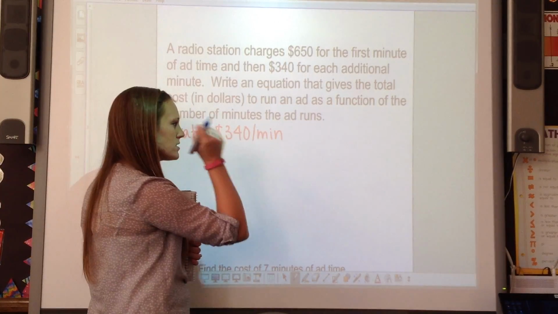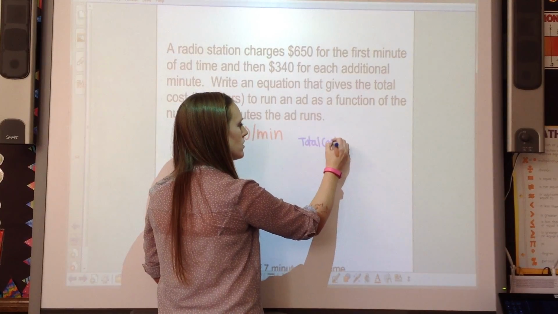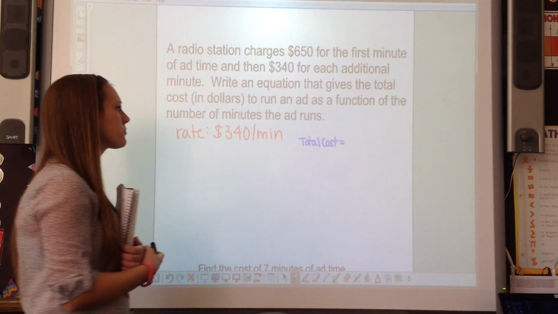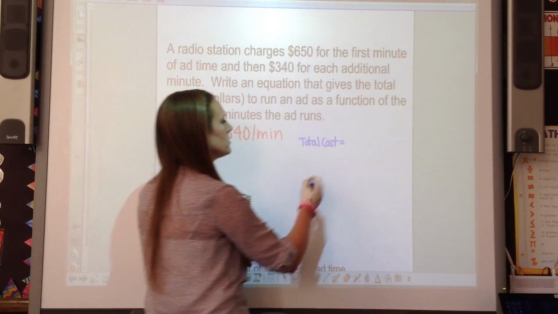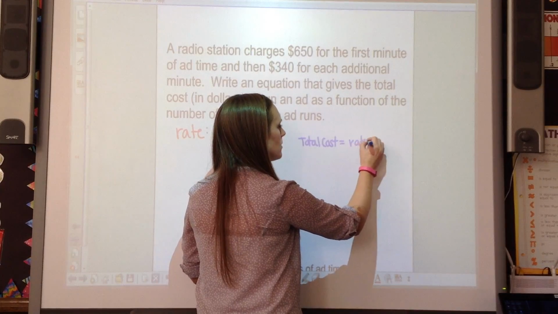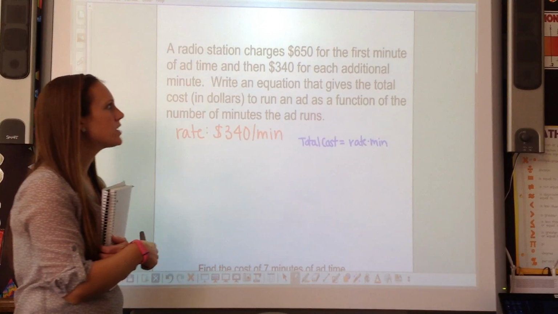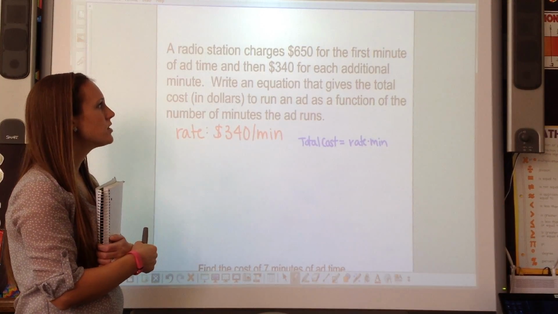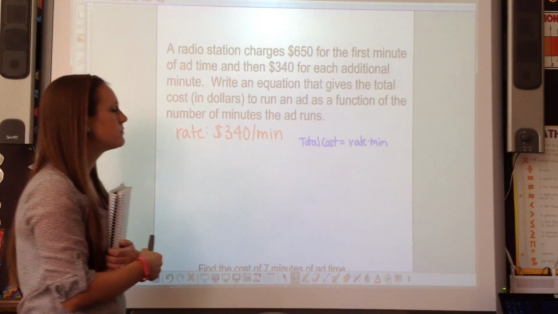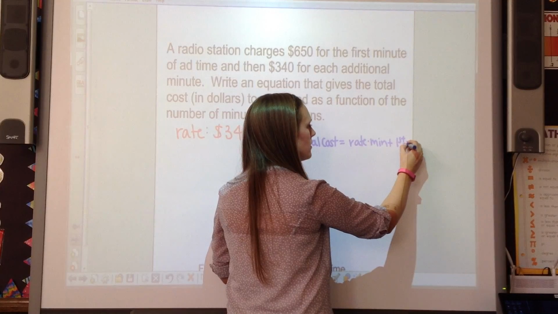So I'm thinking this off to the side. I'm thinking total cost would equal your rate per minute, which is this, plus your constant. No matter what, you're paying $650 for the first minute. So this is plus your first minute.